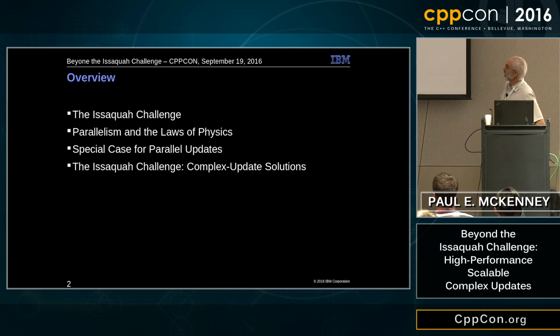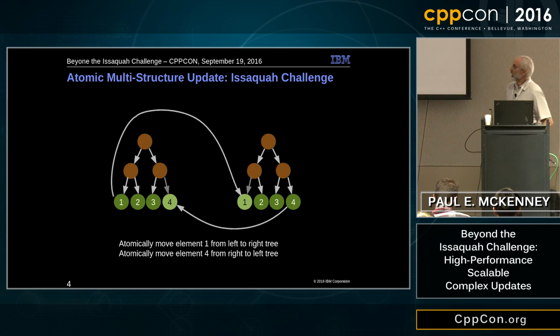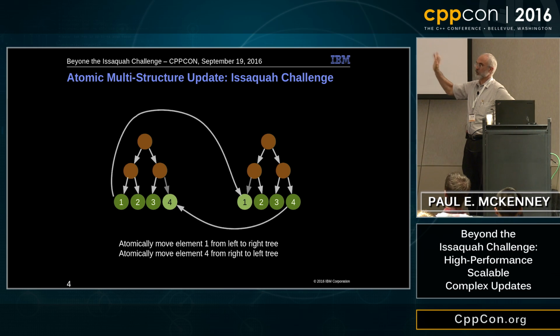Those are the topics we're going to cover. First off, I'm going to review what the Issaquah challenge itself was to give a starting point and then show what we're doing beyond that point. So the point of the Issaquah challenge is you have binary search trees, and you need to be able to move stuff from one tree to the other atomically.